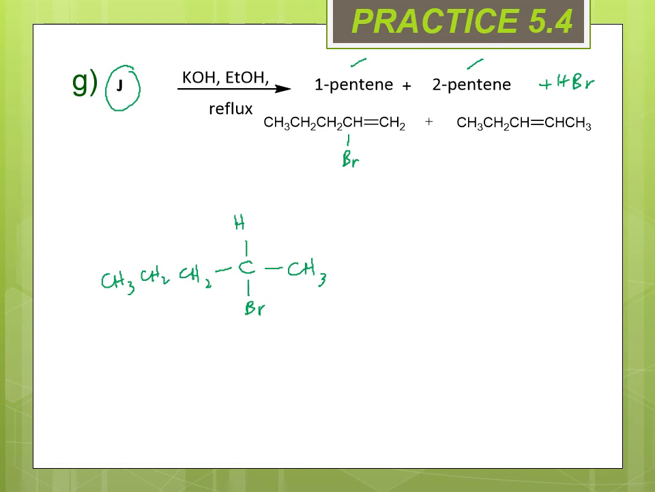So when we want to produce back the product, this bromine, if it takes from this hydrogen, is going to become this product. And if it takes out this hydrogen, it's going to become this product. Yes, that's correct. So 2-pentene, we can see there, is the major product for this reaction.